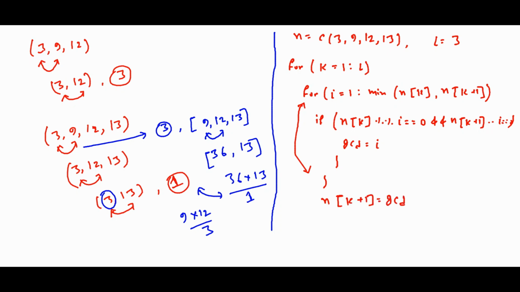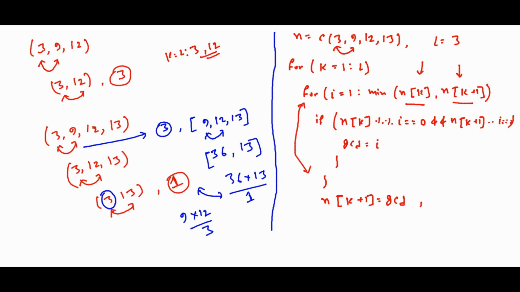So let's see, when k equals 1, this is n1 and n2, and we will check the GCD using the previous algorithm. So we will have GCD equal to 3. We are dealing with k equal to 1. We have updated our n2 to GCD, because for k equal to 2, we will deal with n2 and n3. So n2 is our GCD now, and we will deal with 12. This is for k equal to 2, and so on. We can just proceed using this idea.